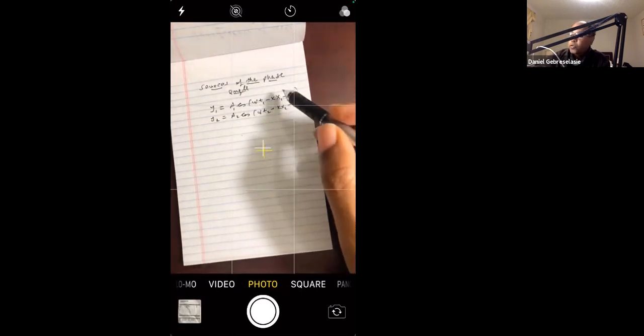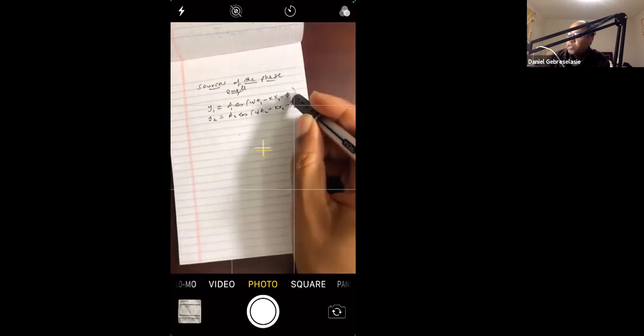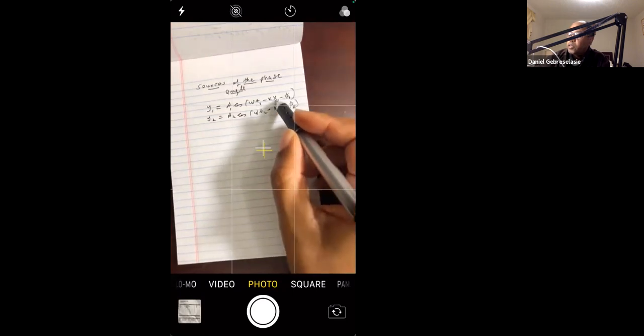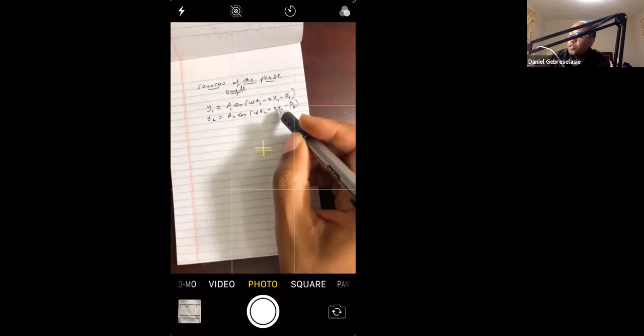There are three sources for the difference between these two angles. You can have a source because of the difference between the initial phase angles, at x equals 0 and t equals 0. You can also have a contribution because of the distance traveled by the two waves. If the distance traveled by the two waves, by the time they meet at the same point, is not the same, then you'll have a difference caused by this. We call that path difference.